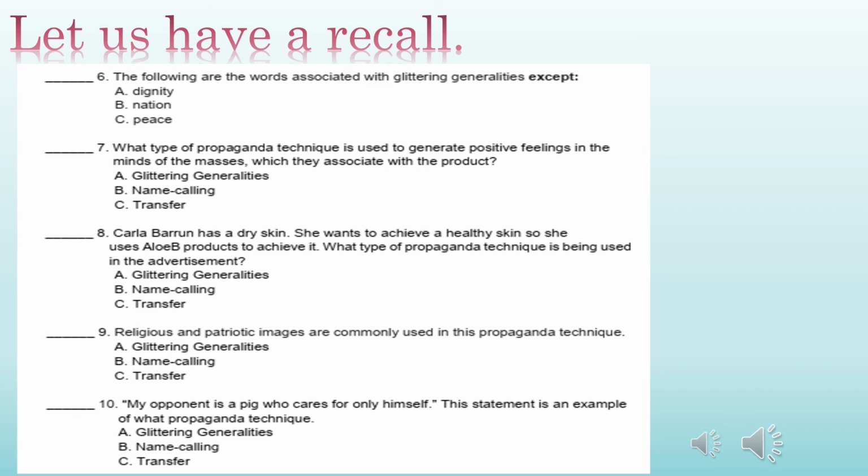Now, number 9, religious and patriotic images are commonly used in this propaganda technique. What is your answer? It is transfer. Okay, number 10, my opponent is a pig who only cares for only himself. This statement is an example of what propaganda technique? A, glittering generalities, B, name calling, or C, transfer. Of course, the answer is letter B. Okay? Because the person actually called the other person a pig.